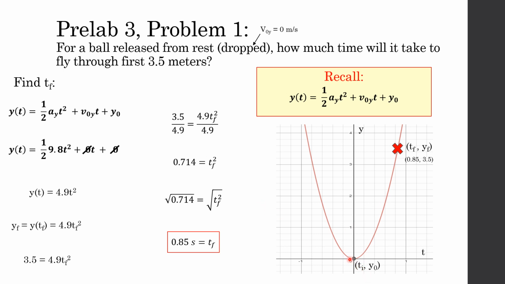This is where I started, t initial, this is y initial, 0, 0. And this is the point that I found. I already knew that this was 3.5, so I wanted to find the t that was associated with 3.5, and that just so happens to be 0.85. All right, that's about it for problem 1. Moving on to problem 2.